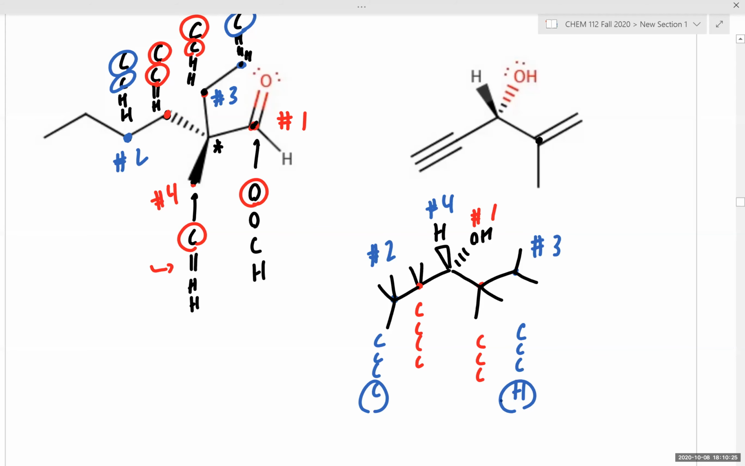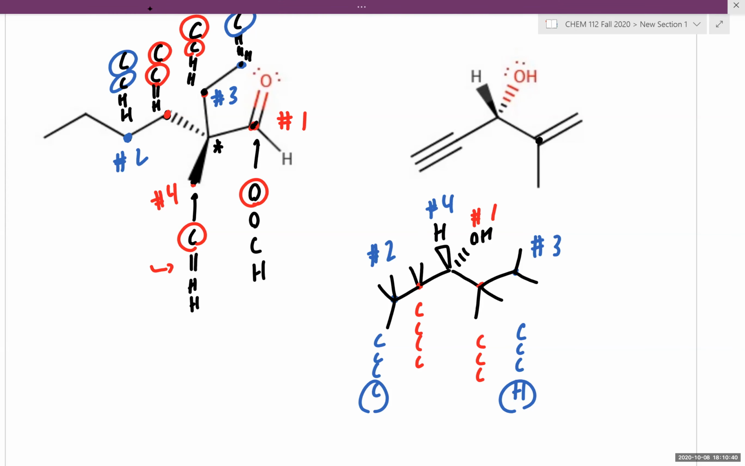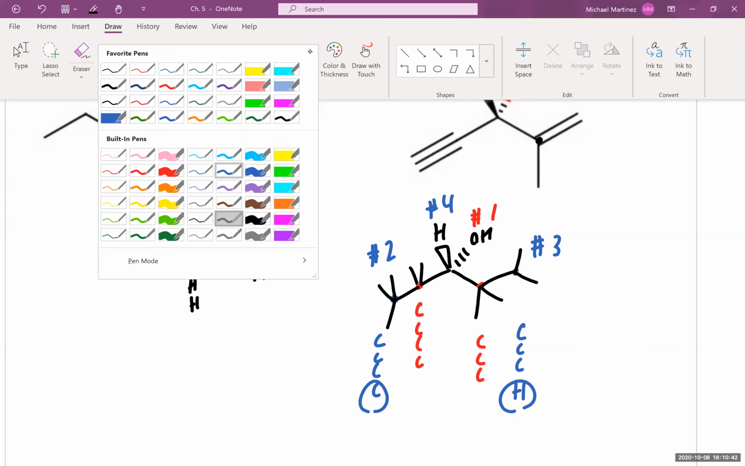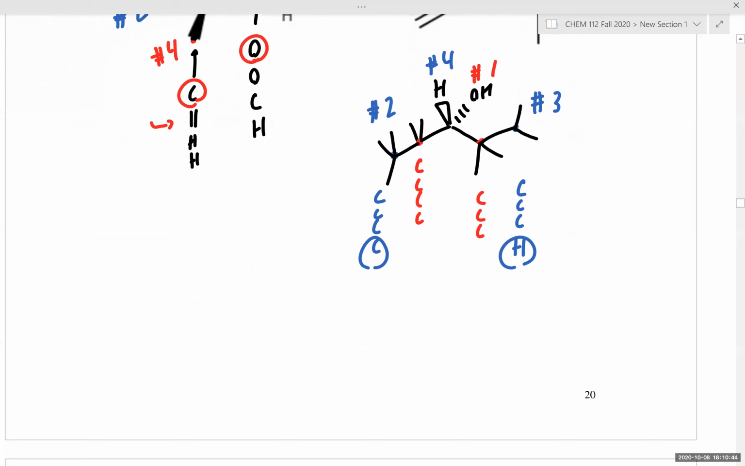Does that make sense? Does this logic make sense to everyone? You have to make sure your priority assignments are correct. Otherwise, this method doesn't actually function very well. Okay.